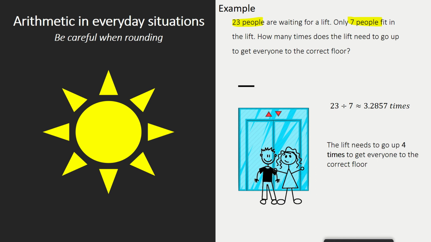3.2857 times. However, the lift needs to go up 4 times to get everyone to the correct floor, because we cannot just split a person in half so that they can already join. So that means that 3.2857 in this case is not rounded to 3 but to 4, because it really needs to go 4 times up to get everyone to the correct floor.